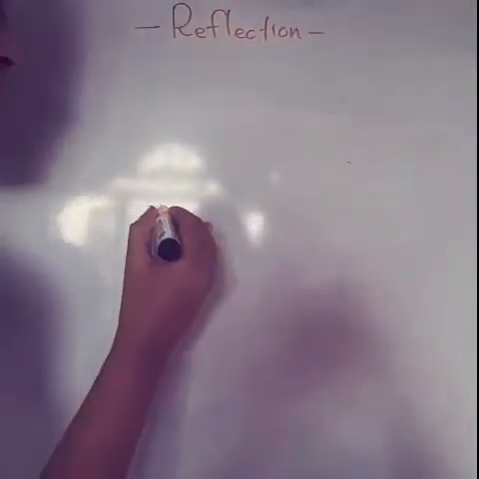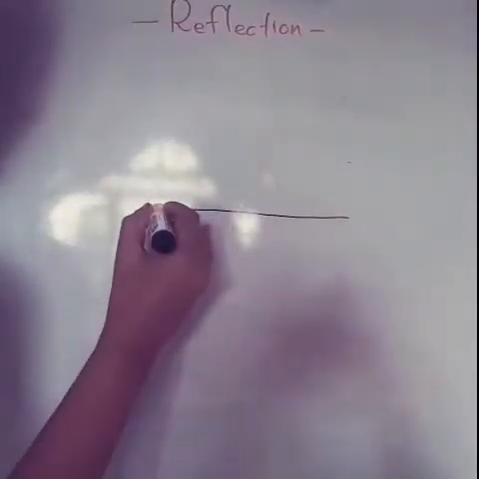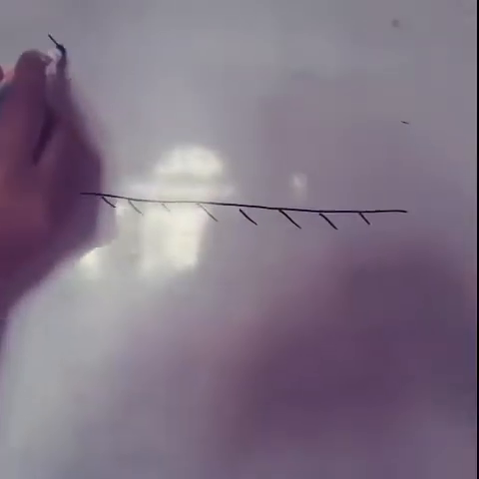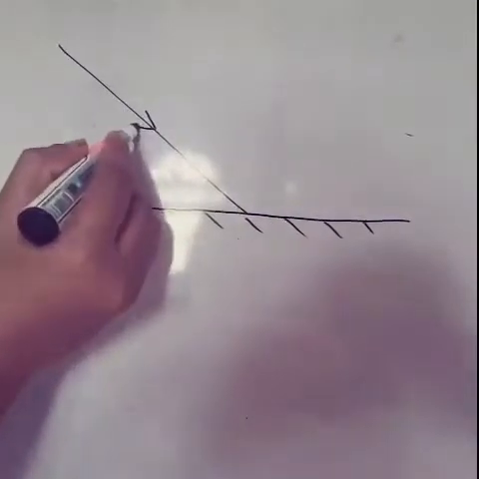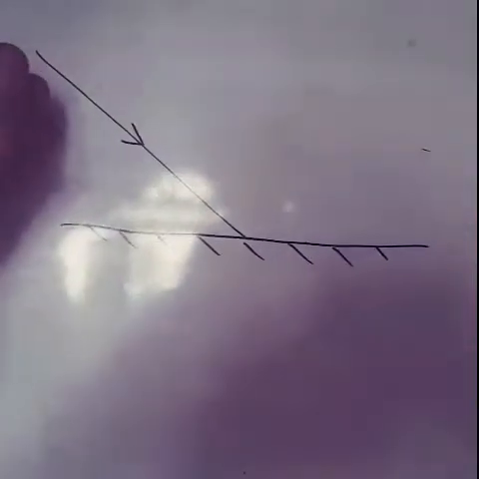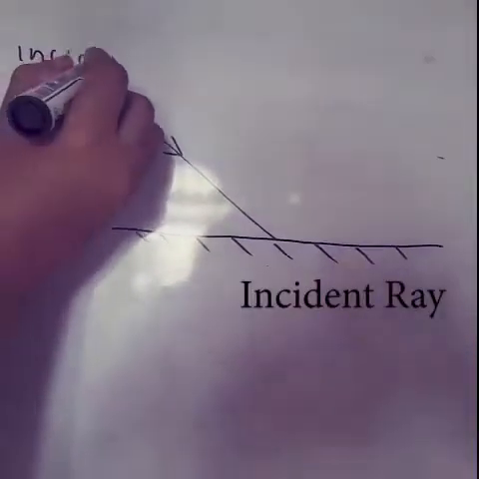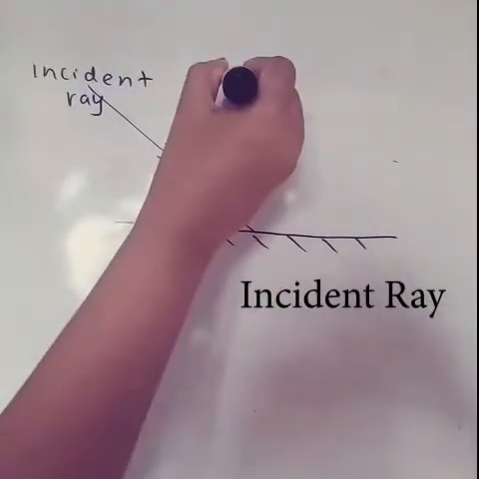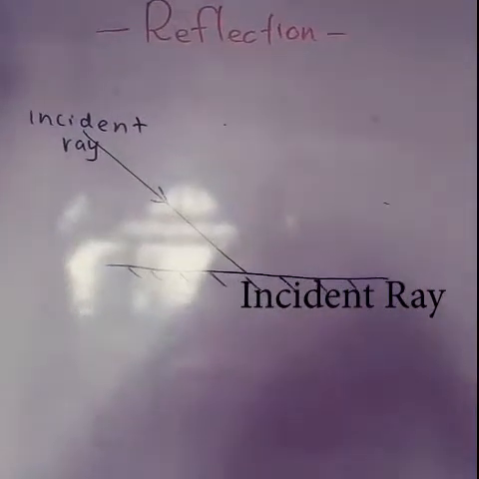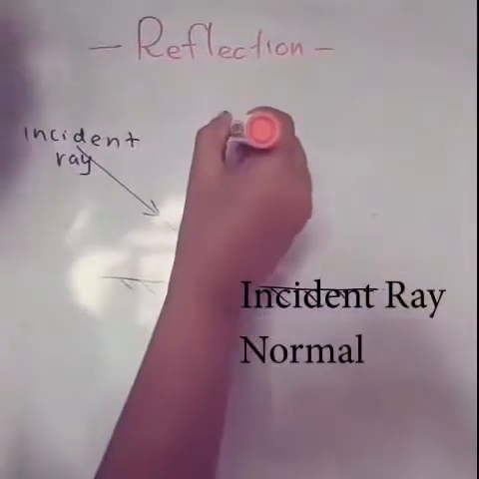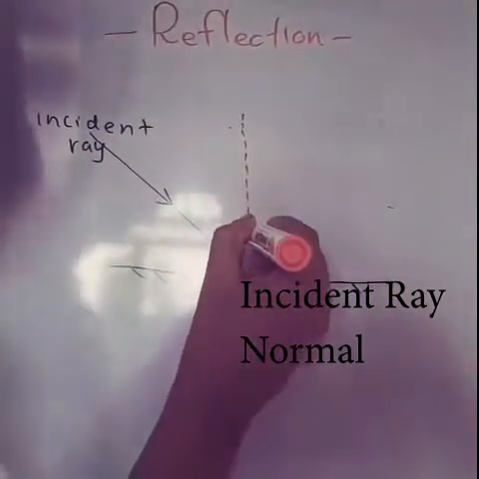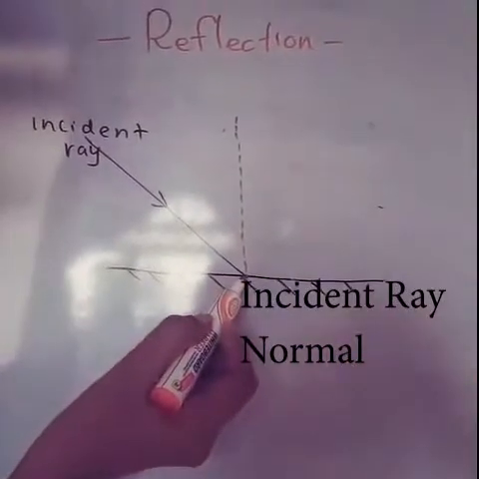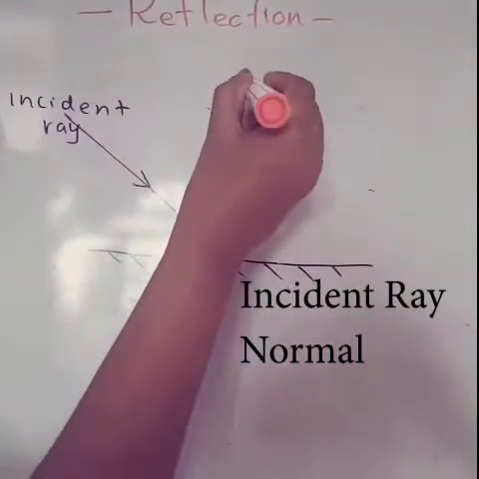When the light is falling onto a surface, this is the surface, light falls as rays. This ray is called the incident ray. And I can draw a normal. Normal means a perpendicular line to the point where the incident ray meets the surface. Normal.